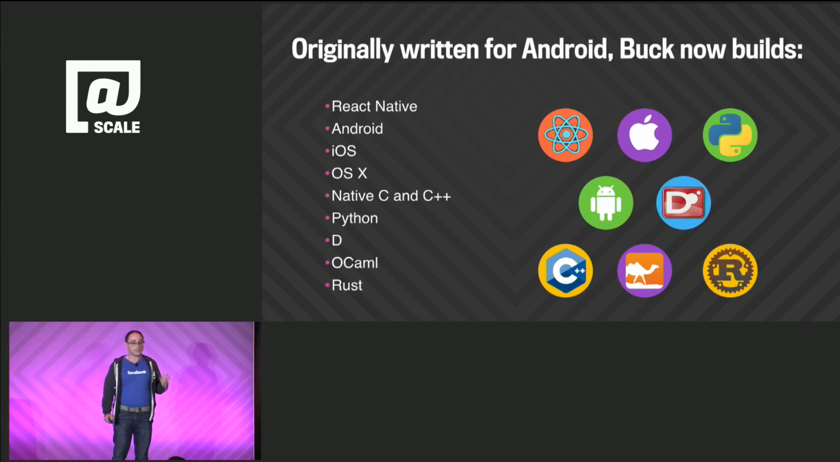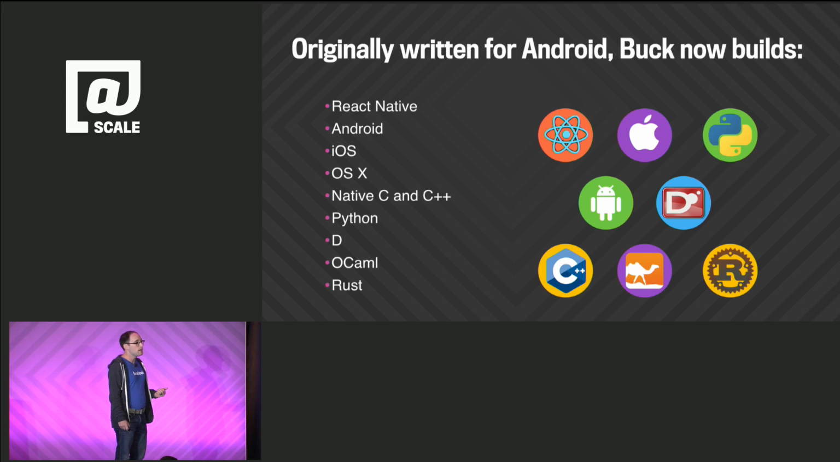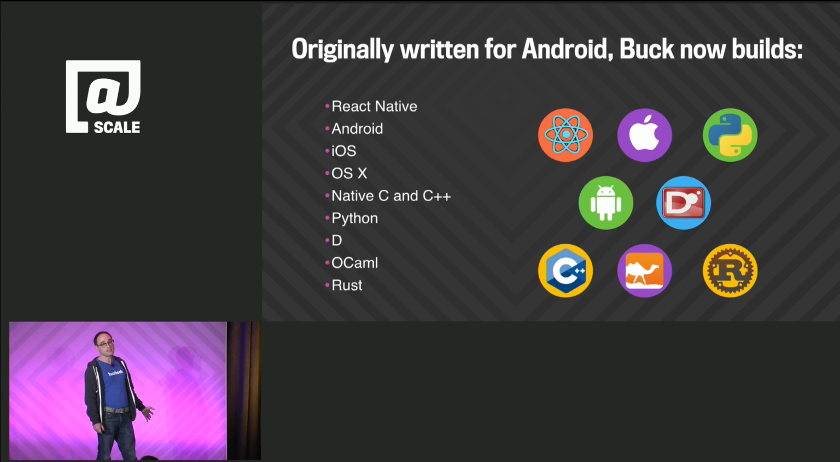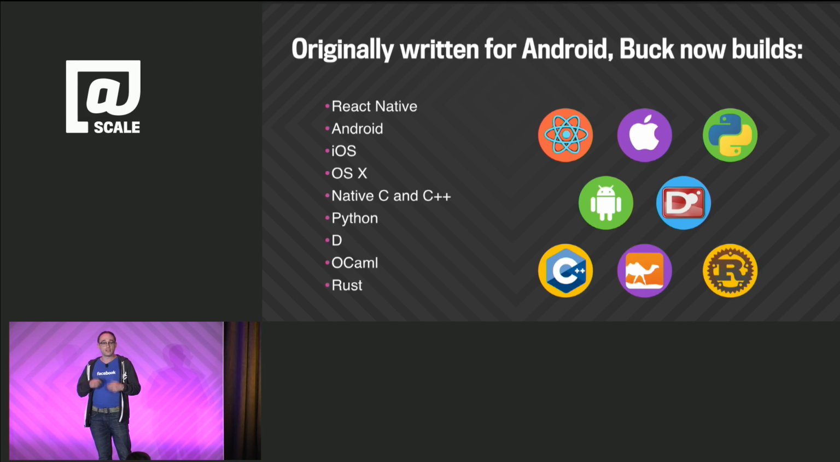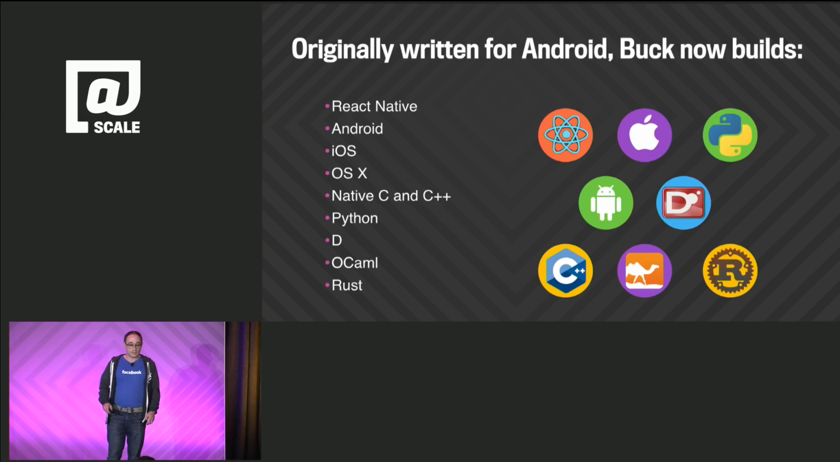I mean, even though it was originally written for Android, Buck builds a panoply of languages that we use in real life at Facebook. A lot of these are in our back-end infrastructure teams, because one thing that we really try to do at Facebook is we try not to be too prescriptive about what languages you are or are not allowed to use. And as a result, we have folks writing things in languages like D, OCaml, crazy things like Rust that are just becoming a new part of the development scene.